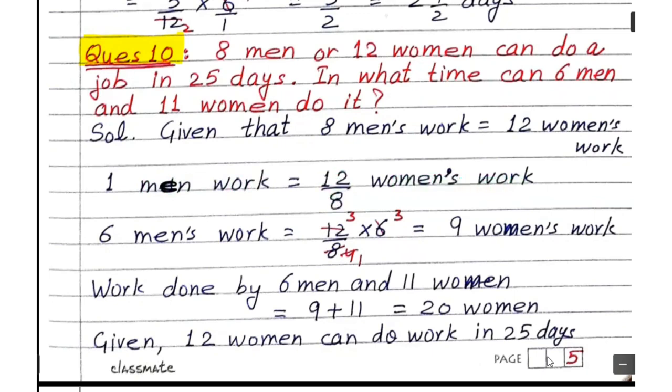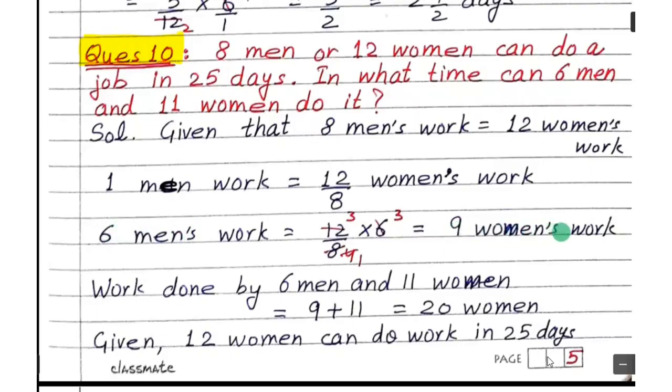We have to bring this 8 down. So that is 12 upon 8. After simplification, we'll do it in the next step. Now, 1 man's work is 12 upon 8. As per the requirement of the question, 6 men's work is equal to 12 upon 8 into 6. So that comes out to be 9 women's work. So that means 6 men's work is equal to 9 women's work.